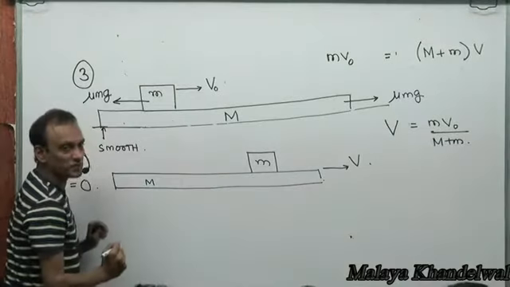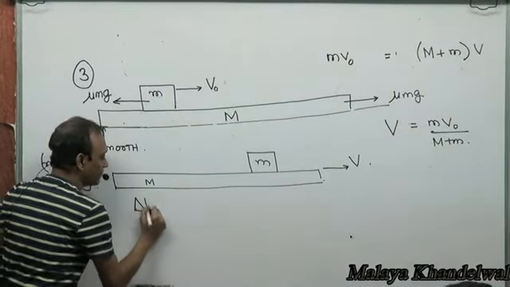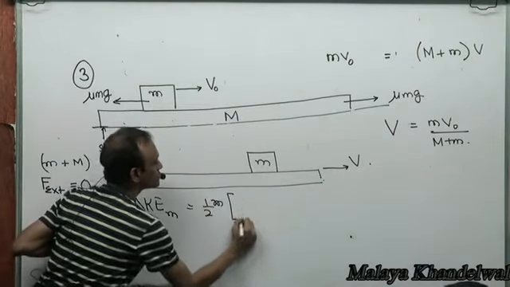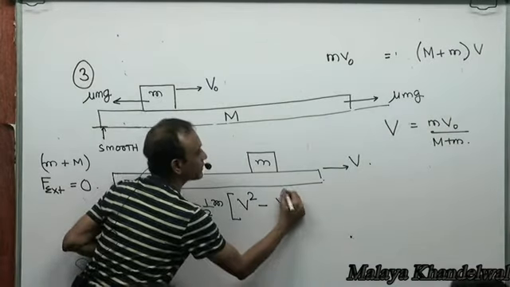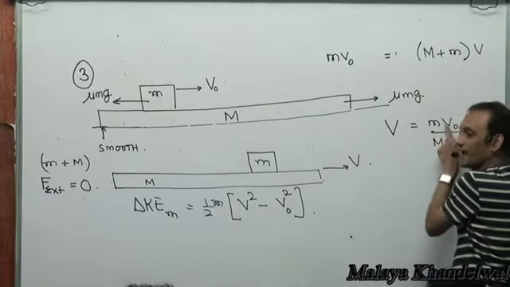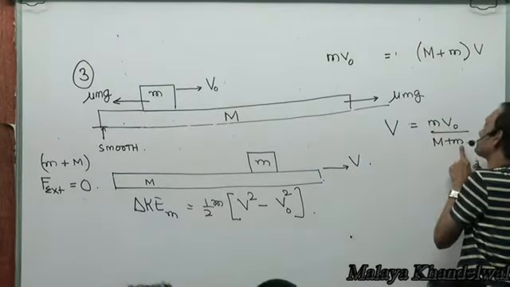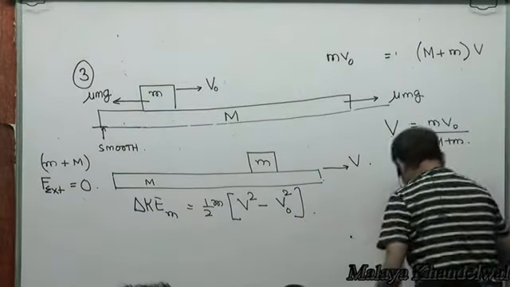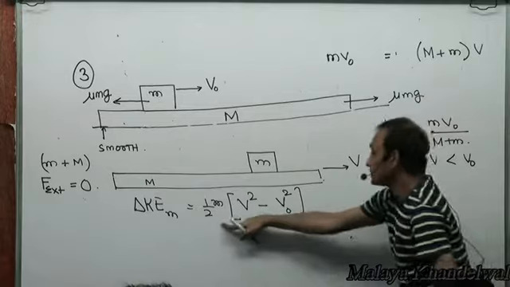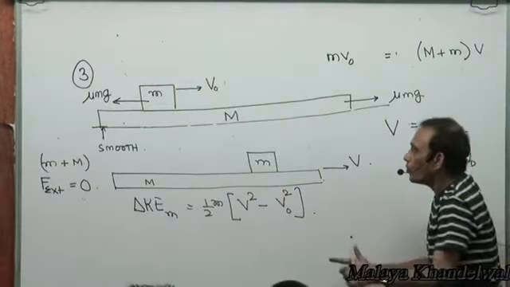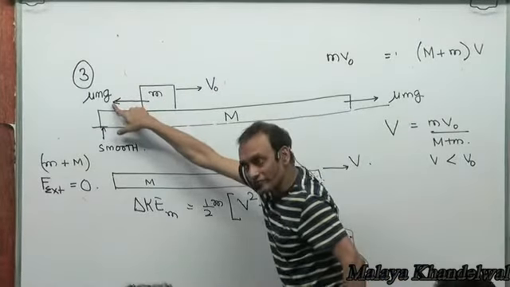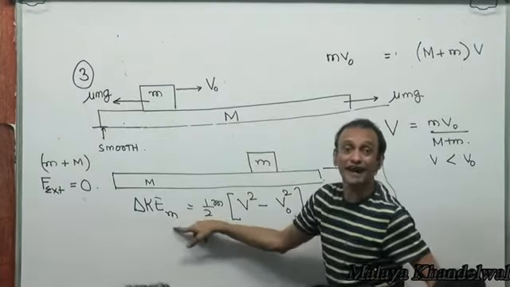What's the change in kinetic energy of small m? Change in kinetic energy of small m is half small m into v squared minus v naught squared. Very clearly, v is less than v naught. Can you see that? Because small m by capital M plus small m is less than 1. So v is evidently less than v naught. And if v is less than v naught, very clearly this is negative. And who brought about this change in kinetic energy of small m? It was friction. Work done by friction was instrumental in bringing about this change of kinetic energy of small m.